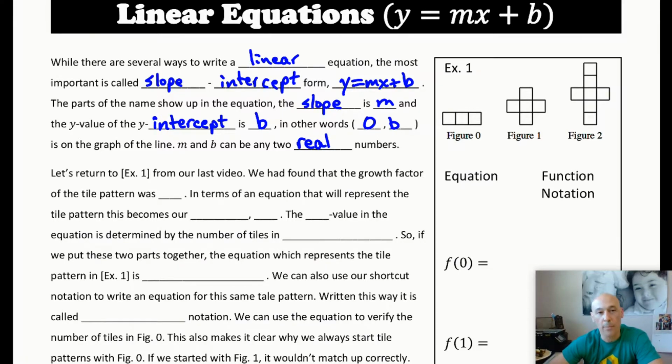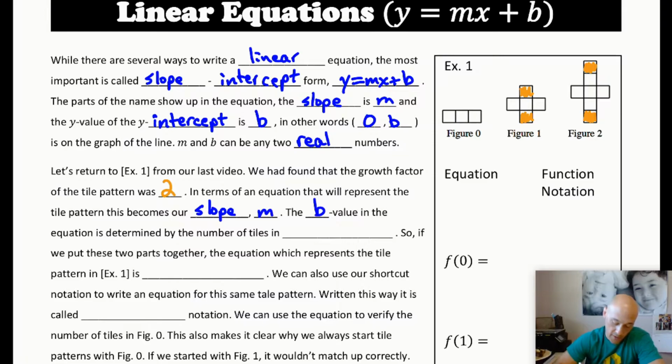We're going to return to example 1 from our last video. We had found that the growth factor of the tile pattern, just as a refresher, we can see that those two tiles are added from figure 0 to figure 1, and then those two tiles are added from figure 1 to figure 2. So the growth factor was 2. In terms of an equation that will represent the tile pattern, this becomes that's our slope, m. So it's our growth factor, but the growth factor is the slope.